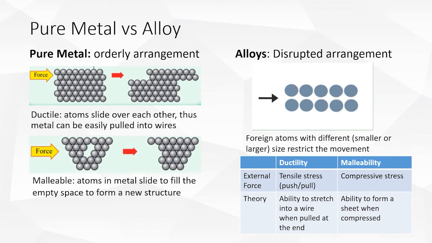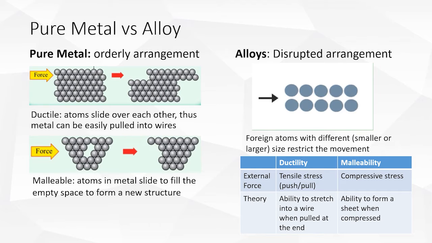This is an animation about the arrangement of atoms in an alloy. Basically, an alloy is formed when different sizes of foreign atoms are mixed with the pure metal. This will disrupt the orderly arrangement of atoms in a pure metal and make the layers of atoms in an alloy difficult to slide over each other when force is applied.